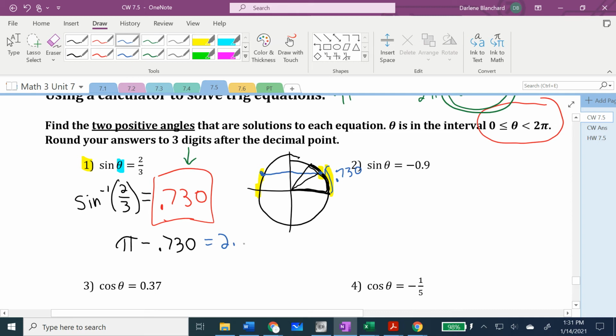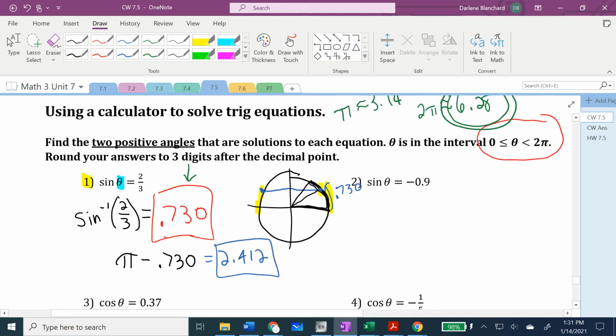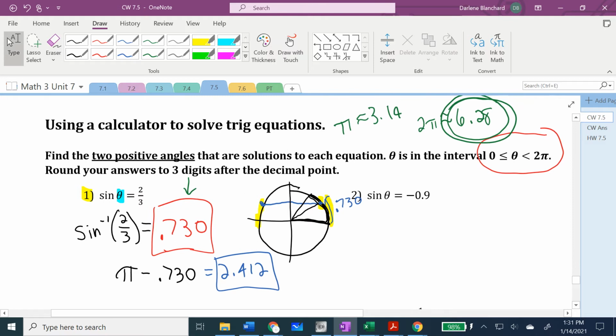2.412. Is 2.412 a positive number? Is 2.412 less than 6.28? What you have right here are two angles that solve this equation. And now you see how you can use your calculator to solve that equation.